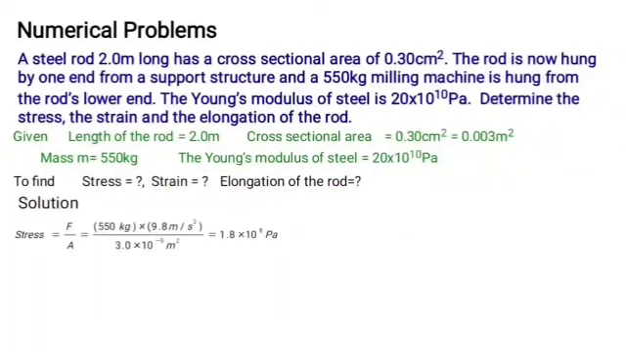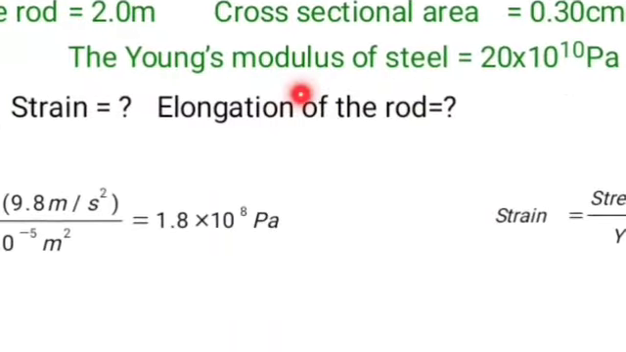Solution for this: stress is given by force per unit area. In this problem, mass is given. Mass multiplied by acceleration due to gravity gives the force acting on that body, divided by area of cross section, which is given as 30 centimeter square, or it is equal to 0.003 meter square. Substituting these values, one can obtain stress as 1.8 into 10 to power 8 Pascal.